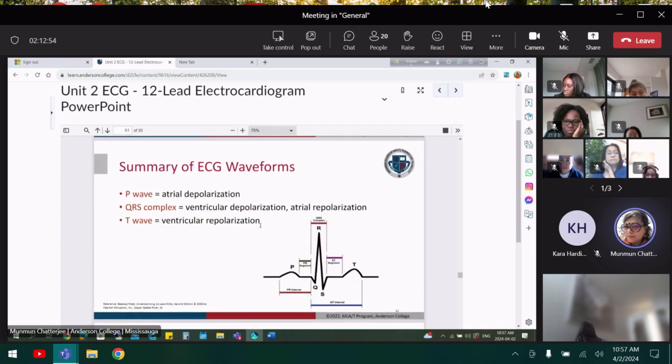So summary of the waveforms: P wave, atrial depolarization; QRS complex, ventricular depolarization and atrial repolarization; T wave, ventricular repolarization.